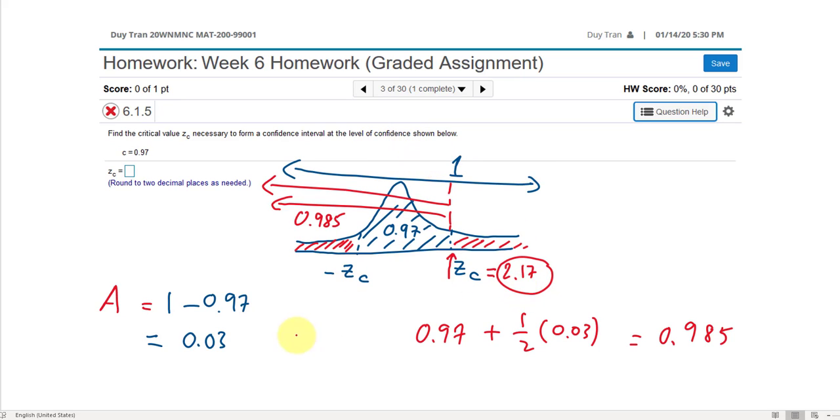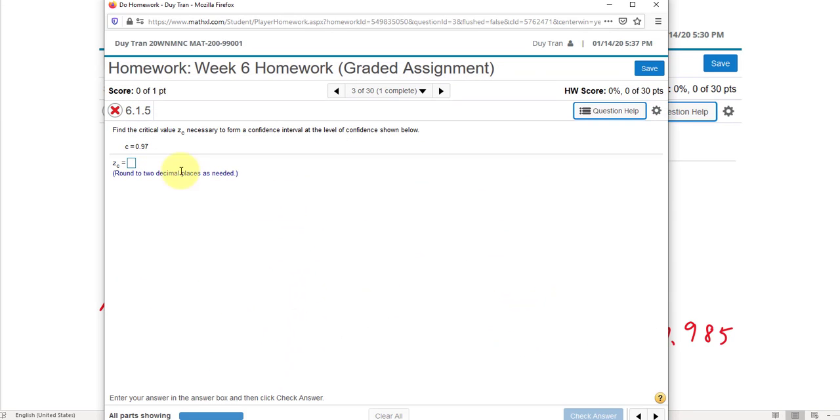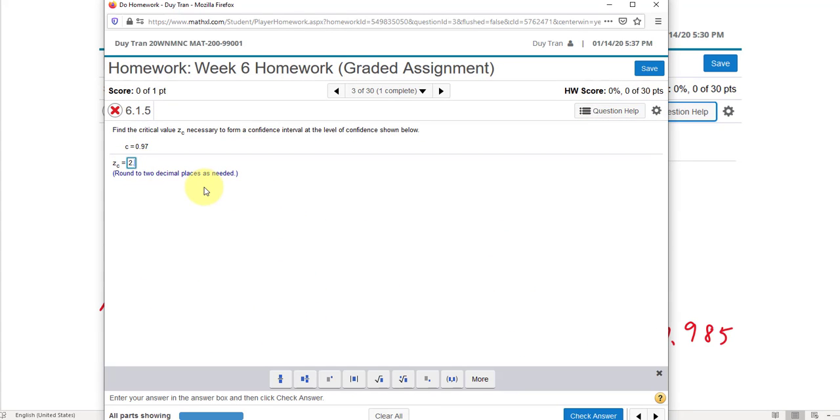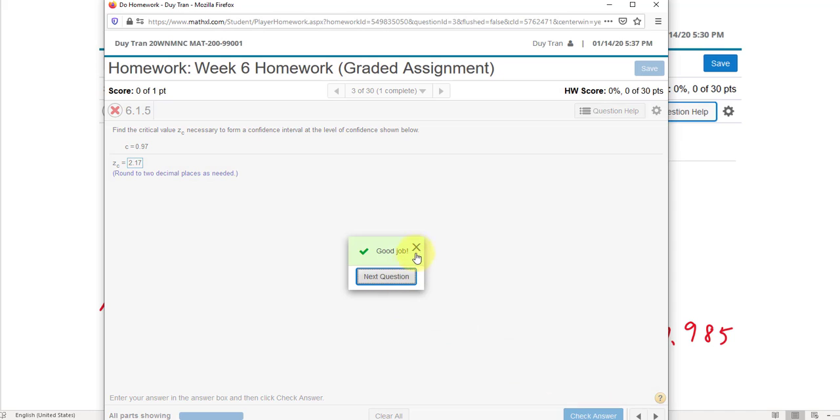So 2.17, and then go back here, 2.17, and they need you to have 2 decimal places, which is correct, and you can check the answer. Okay, so that's how you perform question number 3 on week 6 assignments.